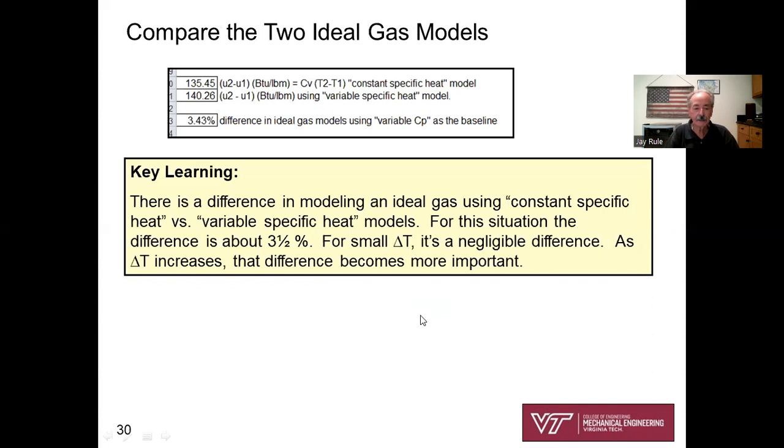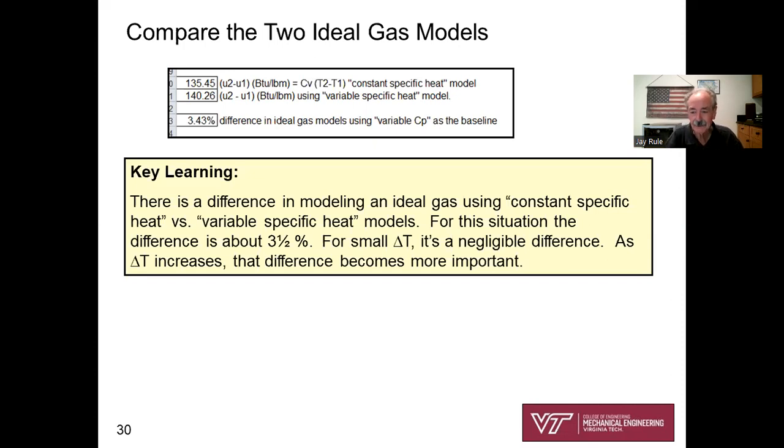So let's do a comparison, since we're asked to compare. We've got 135.45 for delta U on the constant specific heat model, and 140.26 for delta U for the variable specific heat model. If we consider the bottom number as the baseline, a lot of students say, well, I've got two different numbers. Which one is correct?